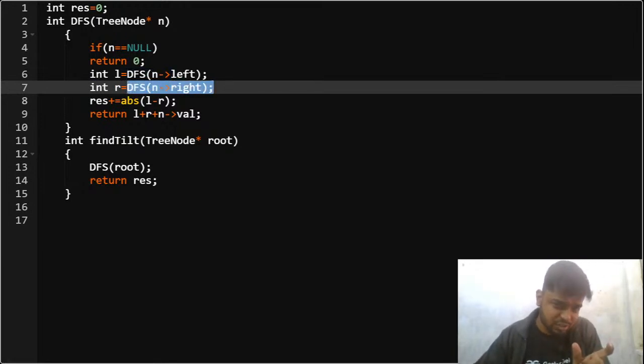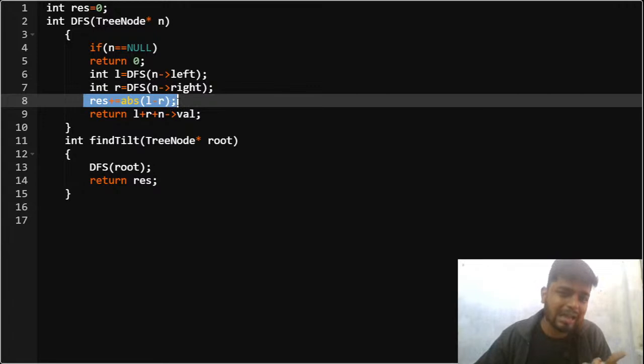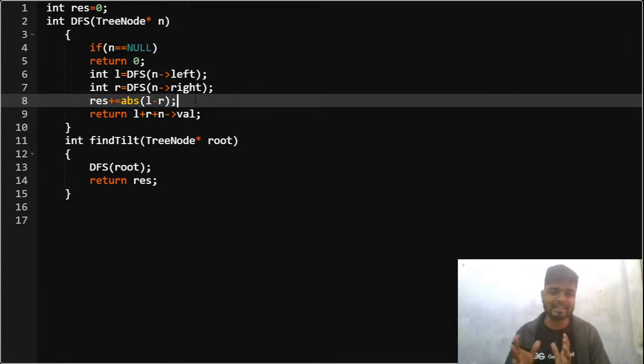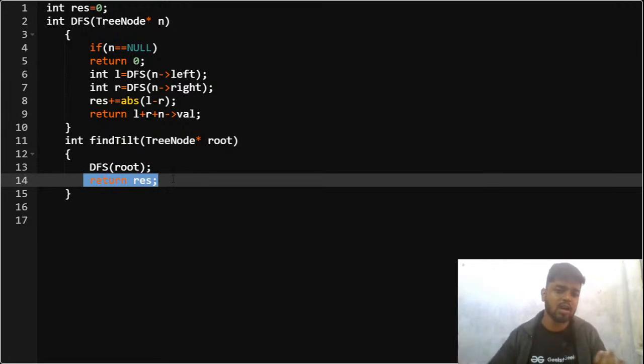Notice that this DFS function is ultimately returning the left subtree or the right subtree sum, that is current node value plus the left child plus the right child. Before doing that, you also need to add the tilt. Current tilt will be what? Absolute of left minus right, and since you want the total tilt, you will keep on accumulating the answer in your resultant variable. And once the DFS is over, you will return back to this function, and you can simply return the resultant total tilt, right?